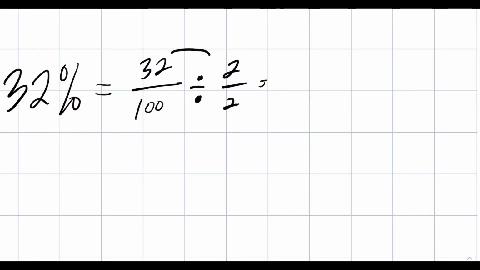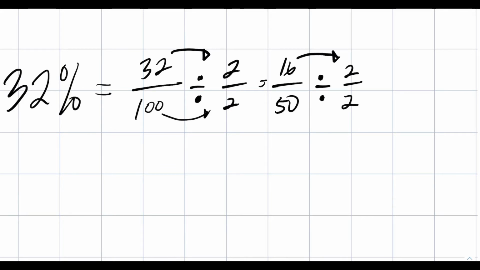That would be 32 divided by 2, 16. 100 divided by 2, and that's 50. Are we done? Let's take a look at it. 16 over 50. They're still both even numbers, so I could continue dividing by 2. 16 divided by 2 is 8. 50 divided by 2 is 25. And if you look at it, that is in simplest form.